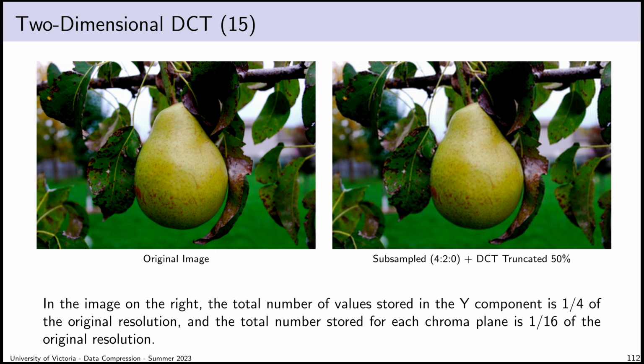If we try it with color images, it makes sense to combine this with subsampling. So what we're doing here is we'll take our color image, convert to YCbCr, subsample, so the Cb and Cr color planes are scaled down by a factor of 2 in both dimensions, and then I take the DCT of all 3 color planes and truncate it by 50% in each dimension. That means that in the Y component, I'm storing 1/4 of the original information, because I take the DCT and truncate it down to 1/2 of its original size in both dimensions. But for the 2 chroma planes, Cb and Cr, I'm storing 1/16th the original information because I scale the plane down by a factor of 2 and then I truncate the DCT by a factor of 2 again. So it ends up being 1/16th of its original resolution.